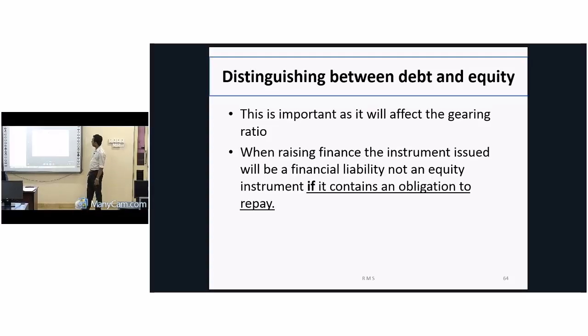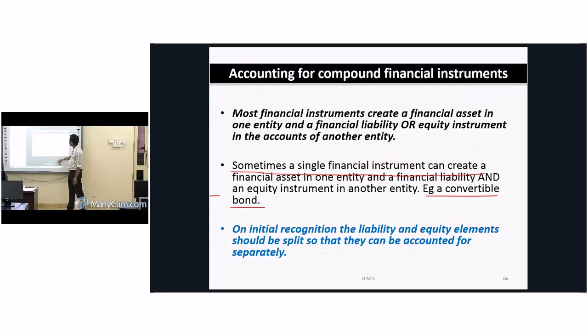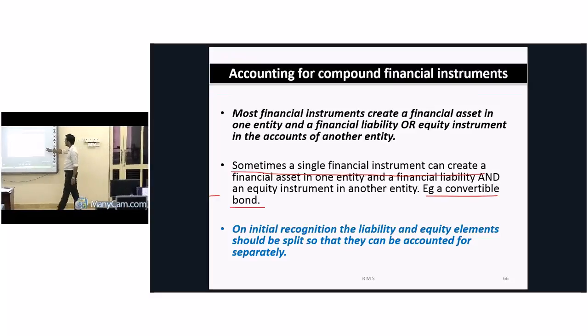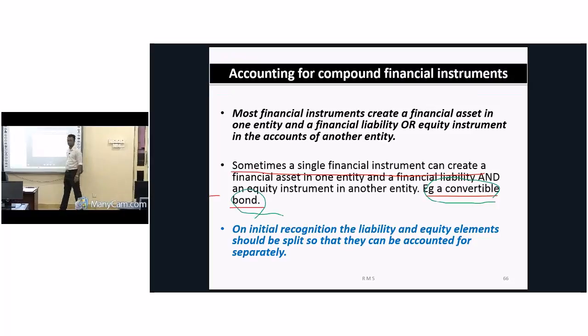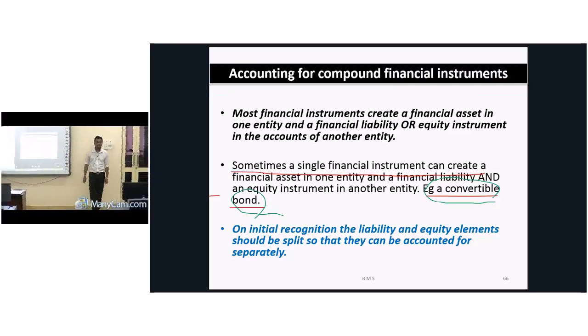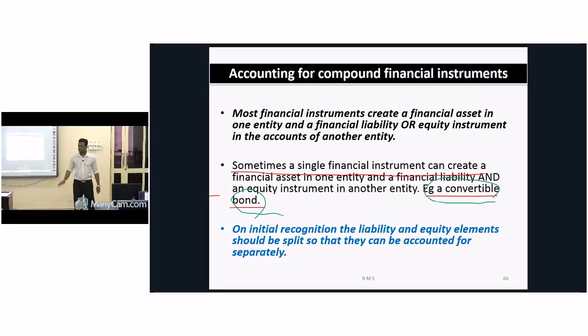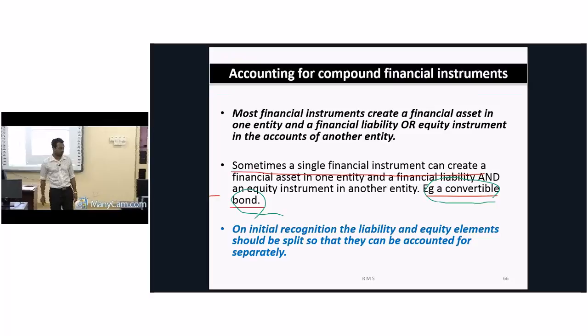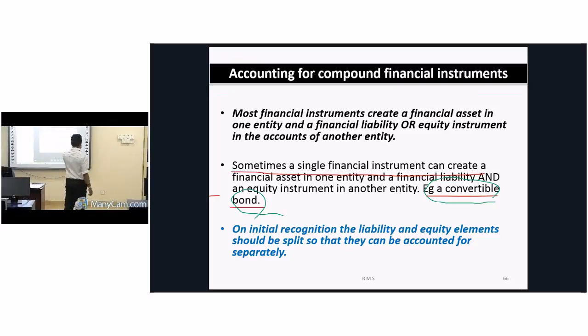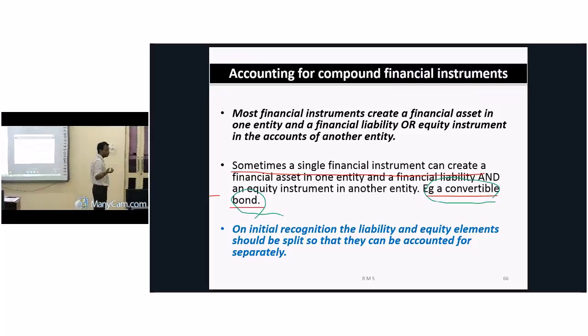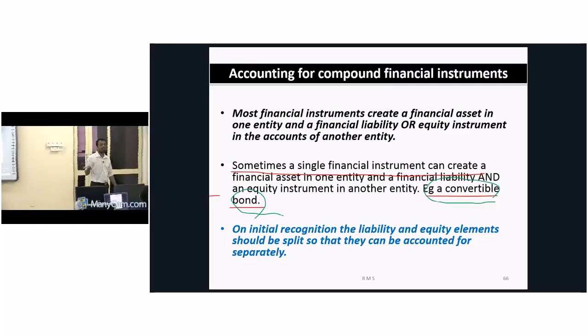A financial liability, not an equity instrument, if it contains an obligation to repay. But look at this example I told you. Compound or convertible bonds, convertible debentures. From the issuer's side it's a kind of compound financial instrument, because the holders will have an option to convert those into equity.